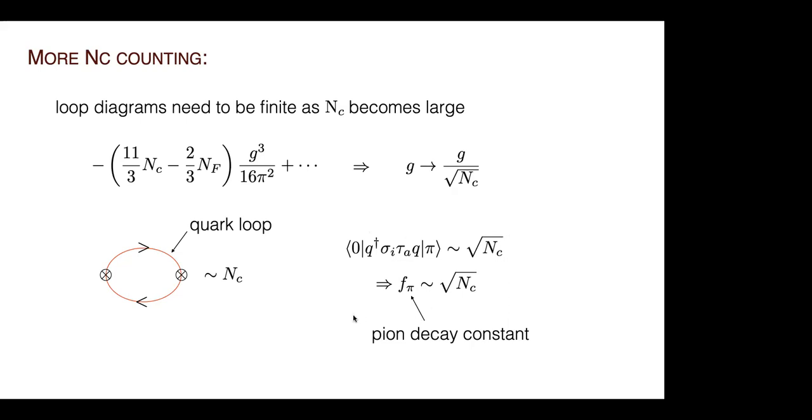And that will be used to count what happens every time a pion is encountered. The f pi appears, and one can use the scaling of the f pi in order to inform the scaling of the entire operator.